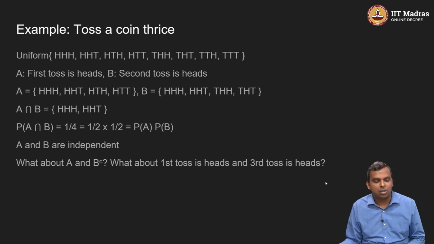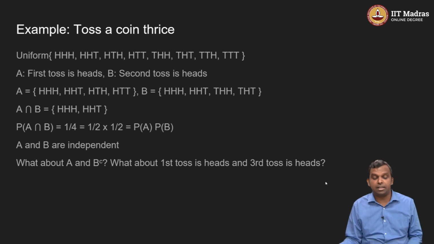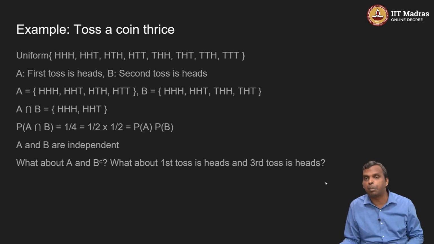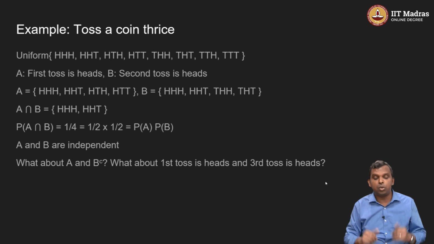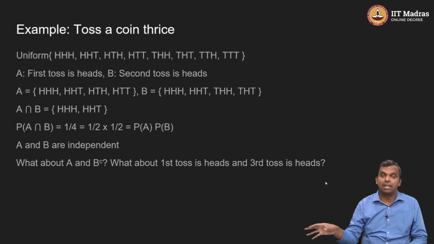So we know when you toss a coin thrice, you have a probability space which has a uniform distribution, right? The uniform distribution is over what? Over all the 8 possibilities that can happen. H, H, H, H, H, T, H, T, H, all of those. So I'm going to define two events A and B, one for the first toss, another for the second toss. First toss is heads, that's A. Second toss is heads, that's B.